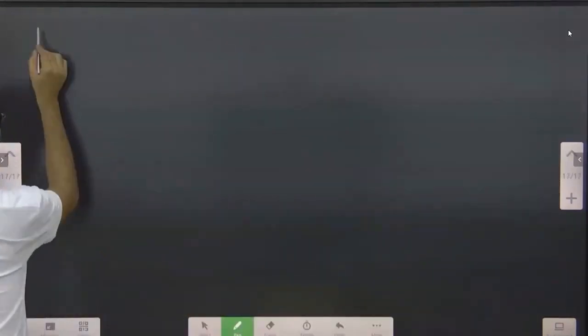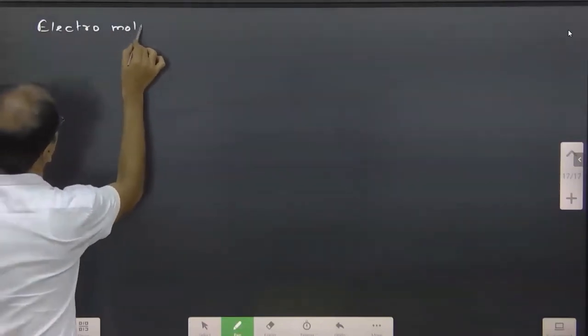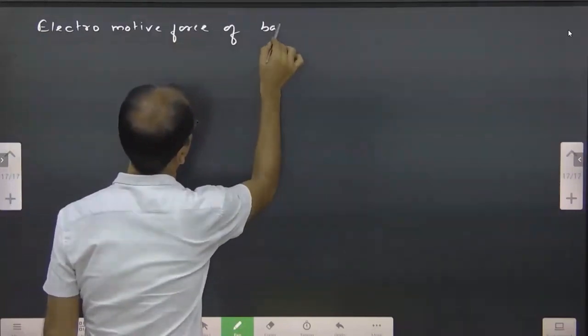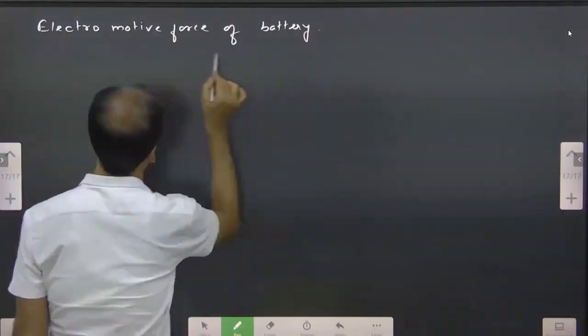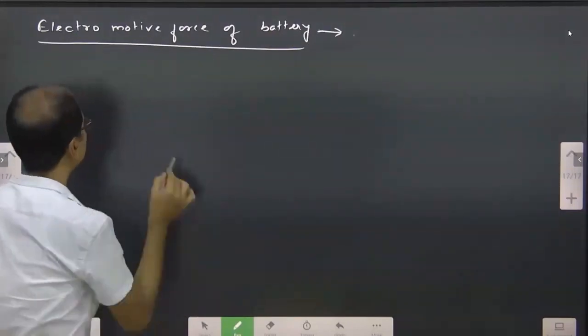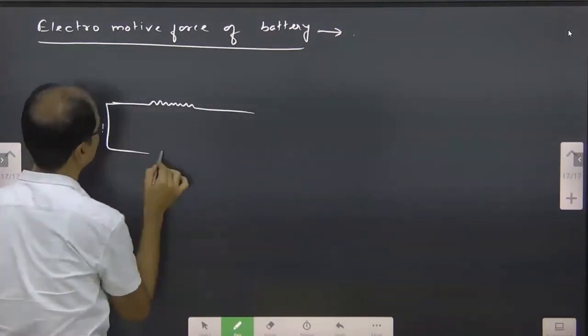So let's write now electromotive force of a battery. Electromotive force of a battery. Okay, suppose we make the simplest circuit: in this one a resistance is there and there is a battery.